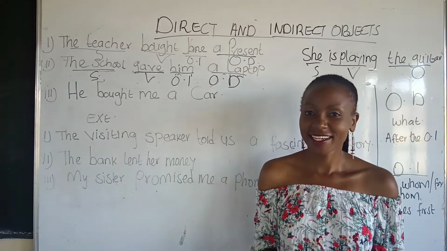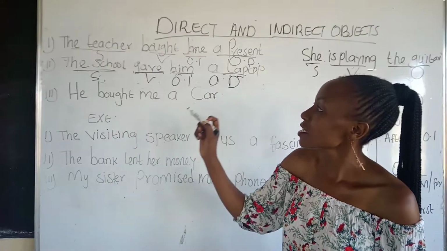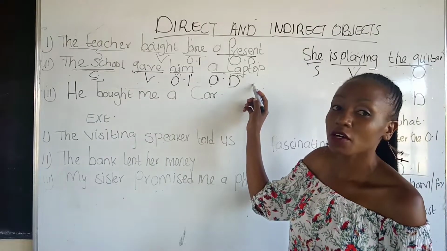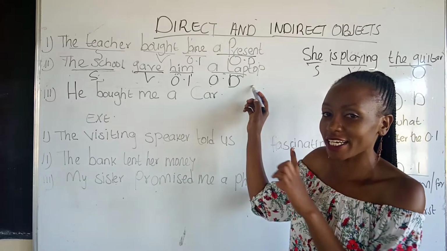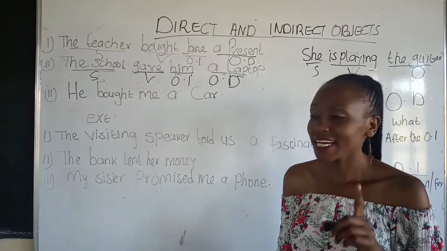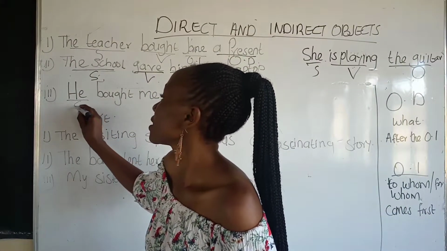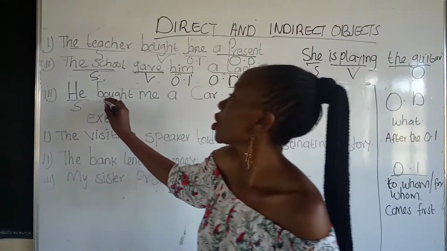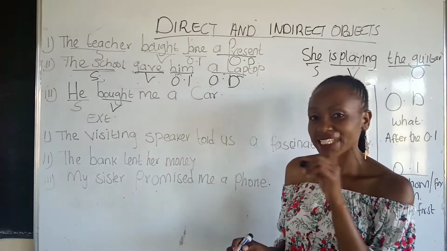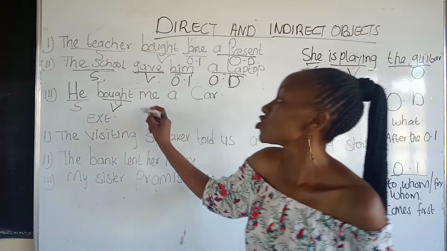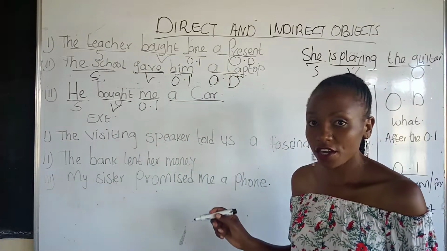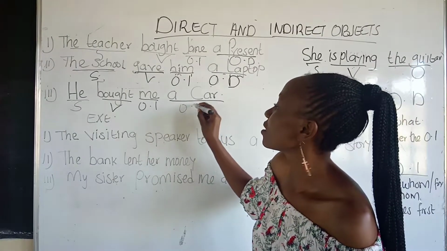Direct object. Is it true? Okay. The school gave him what? A laptop. The laptop now, because it answers the question what, is the direct object. For whom? Him. Indirect object. Lastly, he, subject, bought, the verb, me is the indirect object, usually comes first, and a car is the direct object.